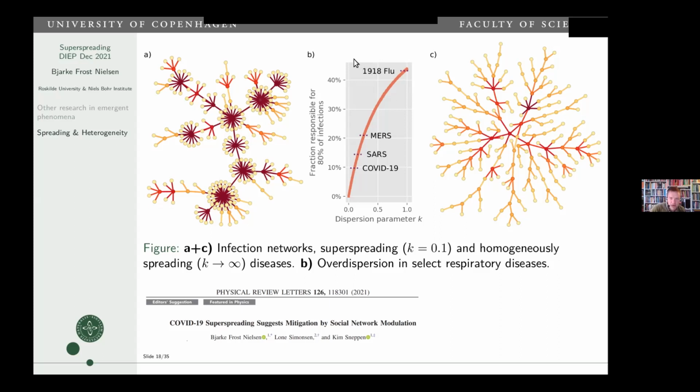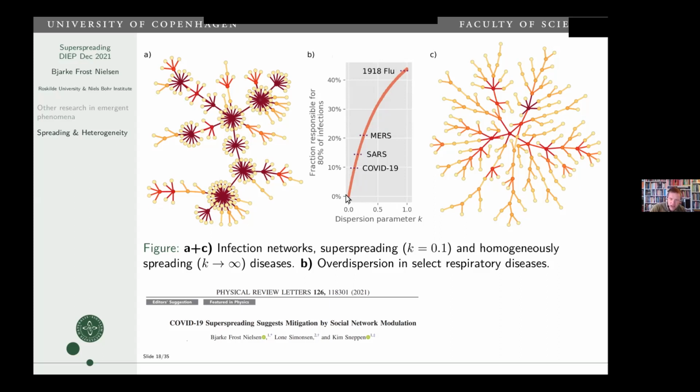So, but I just wanted to comment on the middle part here, because that's maybe even more interesting, which is the dispersion parameter for a few different respiratory pandemic threats, so to speak. And that's on the x-axis, and on the y-axis you have this metric of how large a fraction it takes to account for 80% of infections. So that's another way of measuring this super spreading tendency, but they are very closely related.